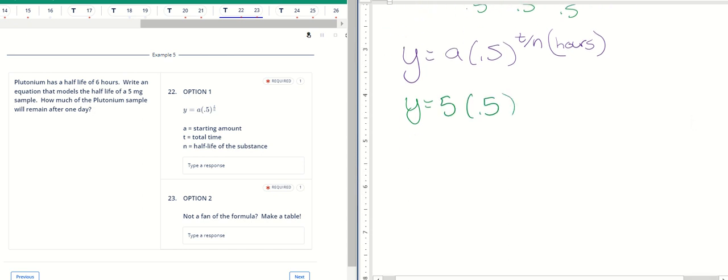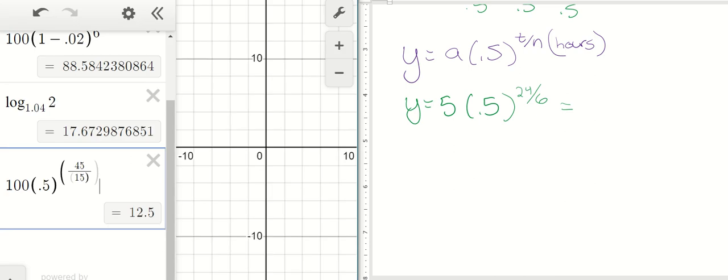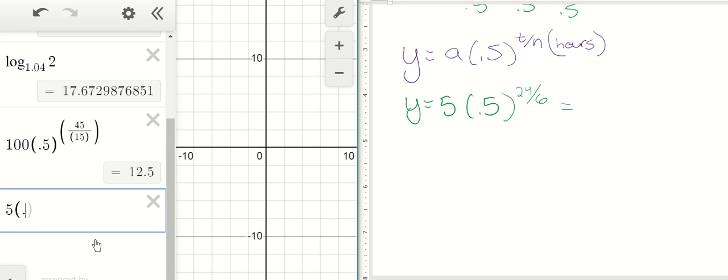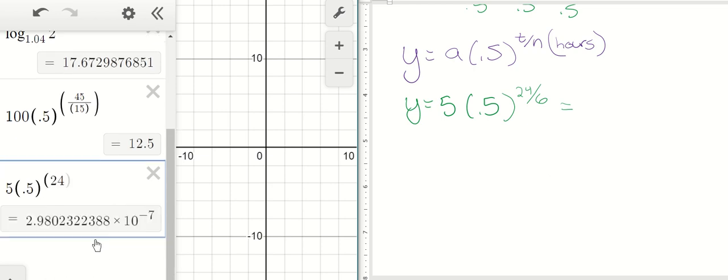And then how much total time are we looking at this plutonium? 1 day. How many hours is that? 24 hours. But it's not going to cut in half 24 times. It's going to do that every 6 hours. That's why we divide by 6, so we can recognize it's going to cut in half every 6 hours over a 24-hour period. Put that into Desmos, and it's going to tell you how much plutonium will be left. So 5 times 0.5 to the 24 over 6.